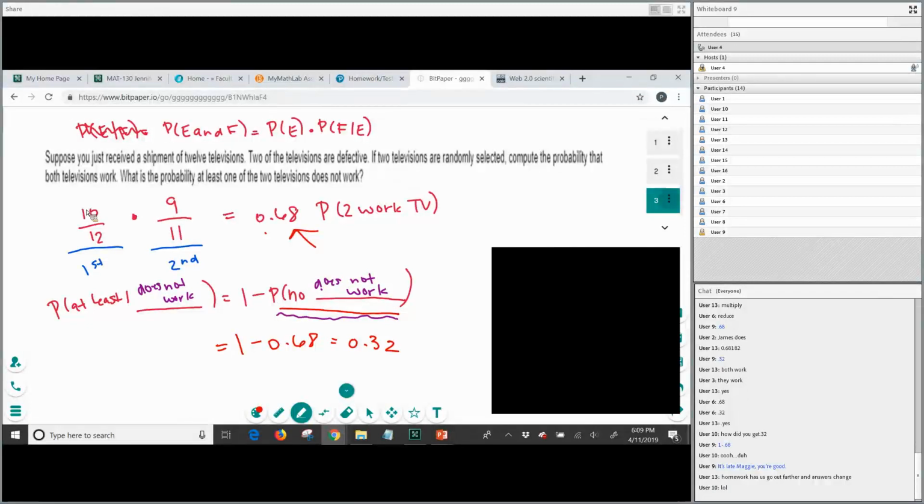No, not duh. It's good to ask. No point in not noticing it and then being confused about it. Yeah, just the 1 minus 0.68. Other questions about this problem?